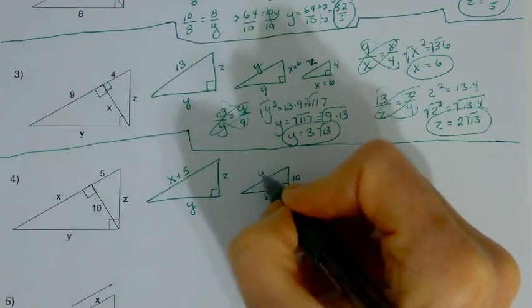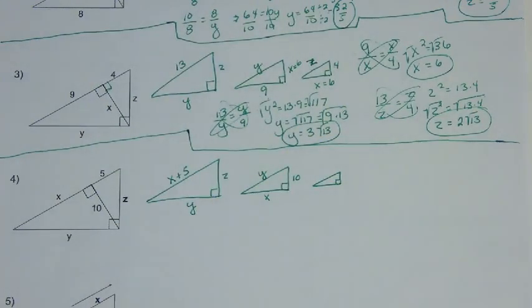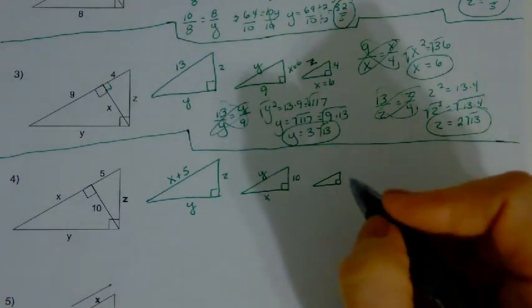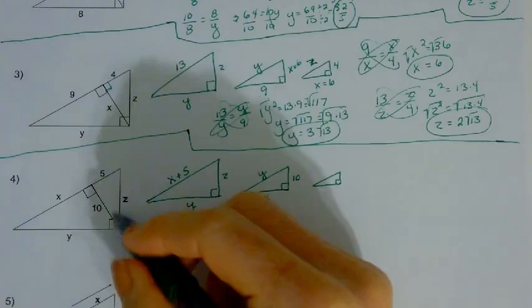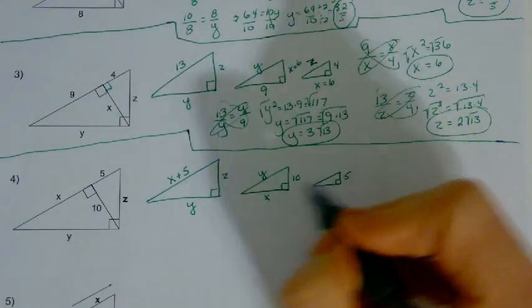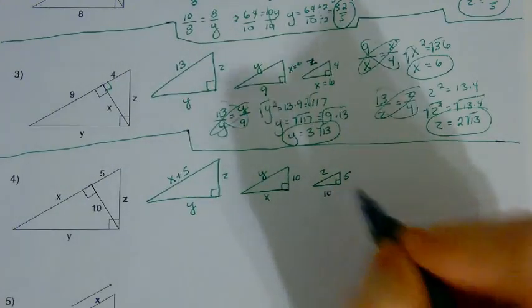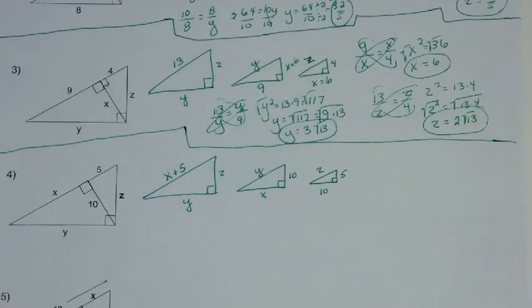And again, pause and try to do this first by yourself. Then check your labels. Okay, then the small triangle: the short side is 5. The hypotenuse is z, and the long leg here is 10. The long leg. Okay, there it's labeled. Now we need to find x, y, and z.